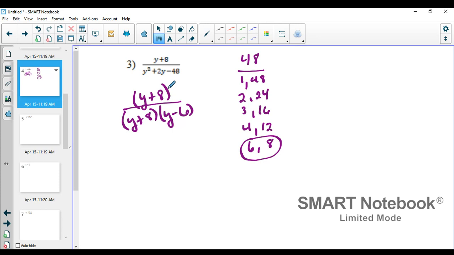Okay. So if you look, we have y plus 8 in the numerator and y plus 8 in the denominator. So those cancel. But because y minus 6 is still left in the denominator, we need something in the numerator. So we have 1 over y minus 6 as our answer. And there we go.